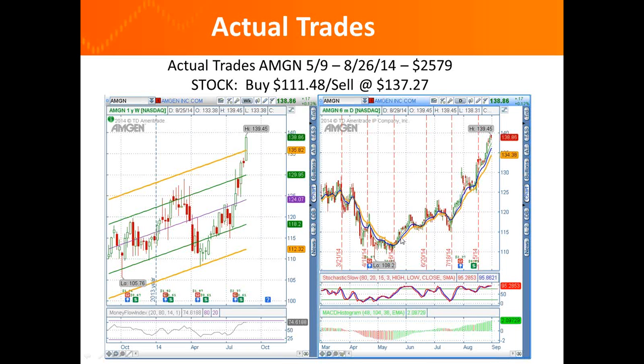The ribbon crossed over, and the 5 and the 8 never crossed over the 13. Bounced off there, bounced off here, and continued on up. We finally got out in August, so that was a little bit more than a 3-month gain. This was stock. I bought the stock down here at $111.48 a share and sold it at $137.27 for $2,575 per 100 shares. And that's how I swing trade with the trend for puts and calls.